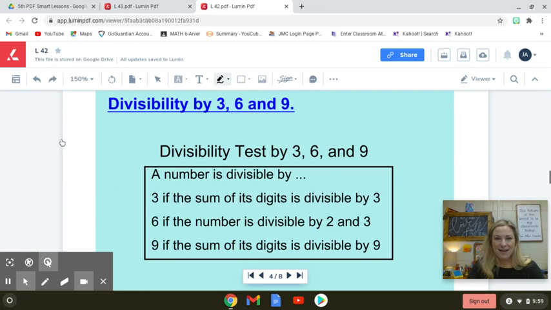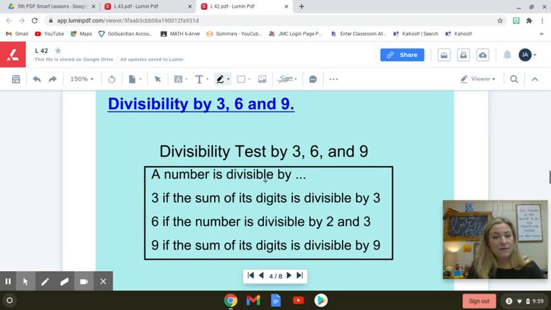All right, so the next topic that we're going to touch on in lesson 42 is the divisibility rules of numbers 3, 6, and 9. And here they are. I don't have any other advice for you other than just do your best to memorize these because it's going to save you math in the long run. Divisibility test by 3, 6, and 9.